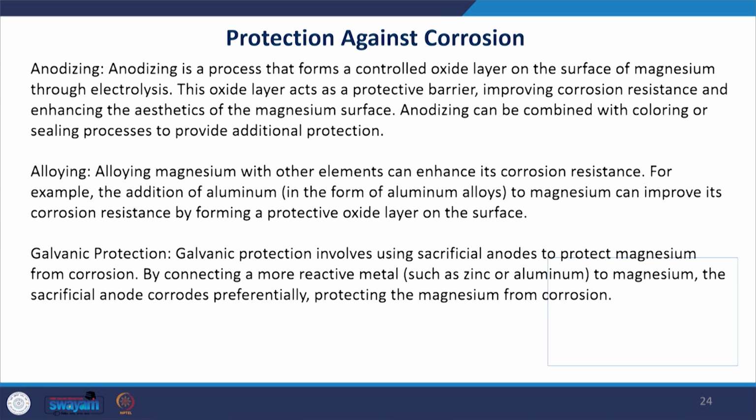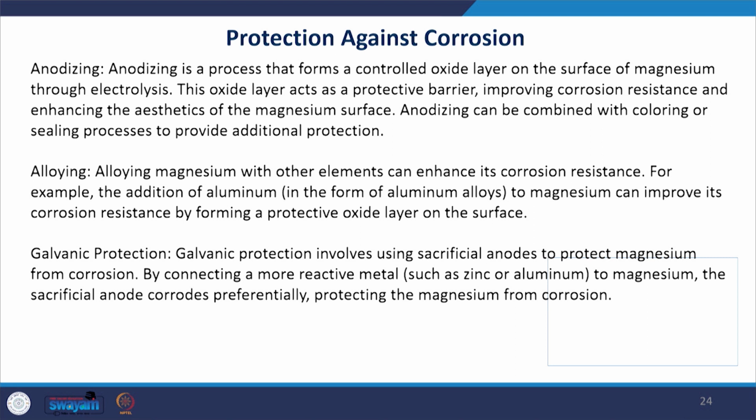Anodizing, this is the process that forms a controlled oxide layer on the surface of magnesium through electrolysis, and this oxide layer acts as a protective barrier, improving corrosion resistance and enhancing the aesthetics of the magnesium surface. This anodizing can be combined with coloring or sealing processes to provide additional protection.